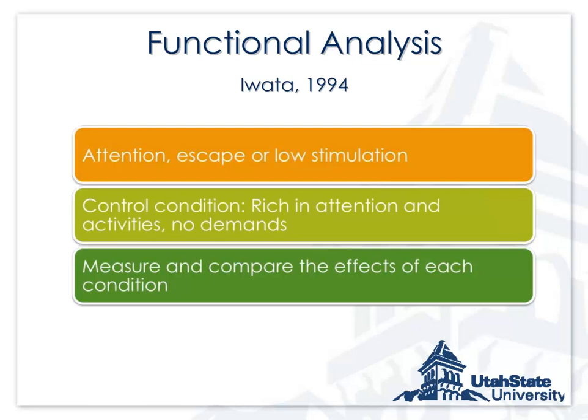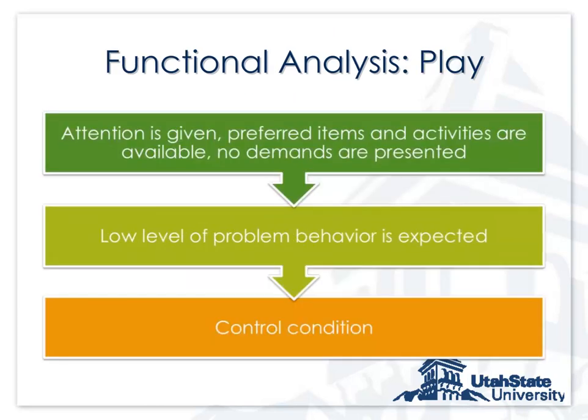If problem behavior is much higher in attention than all other conditions, then we can say that attention is the maintaining variable for problem behavior. In the play condition or control condition, attention is given, preferred toys or leisure items and activities are made available, and no demands are presented. This is targeting low levels of problem behavior and attempting to reduce the motivation associated with problem behavior.